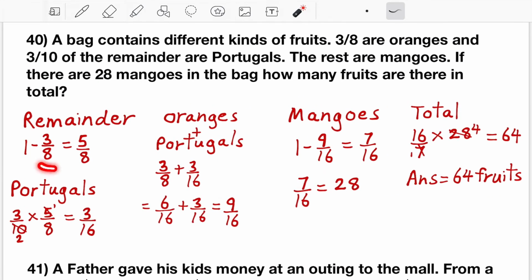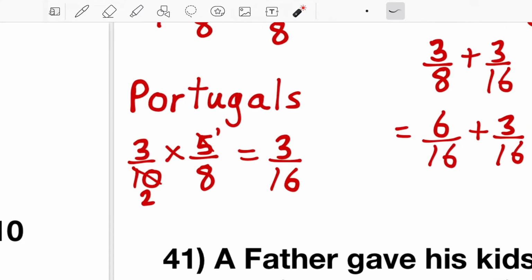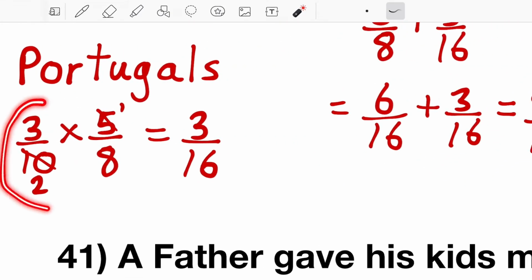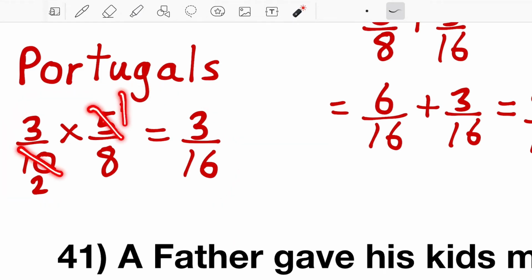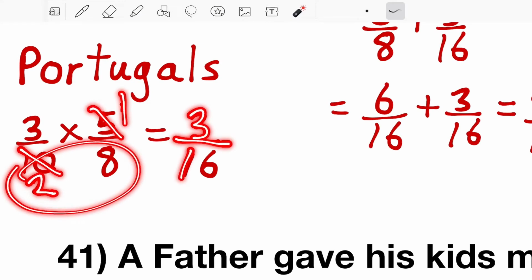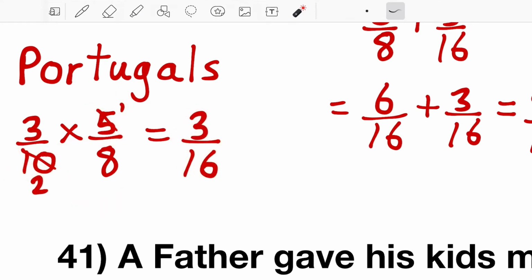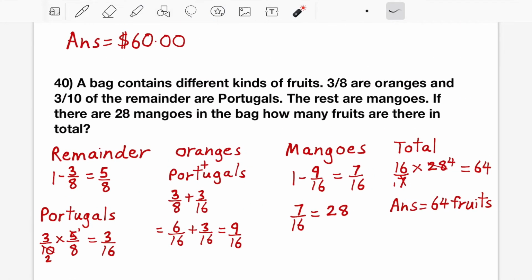3/8 are oranges, so 1 whole take away 3/8 will give you the remainder, which is 5/8. 3/10 of the remainder will give you Portugals. So 5 into 5 is 1, 5 into 10 is 2. So 1 times 3 is 3 over 2 times 8 is 16. So Portugals is 3/16. Right, so we have oranges and Portugals. The rest are mangoes.